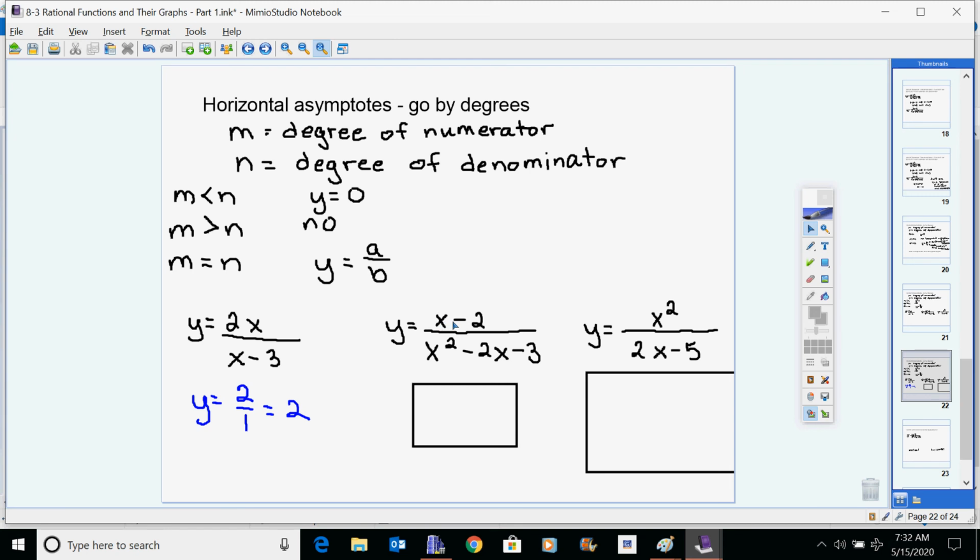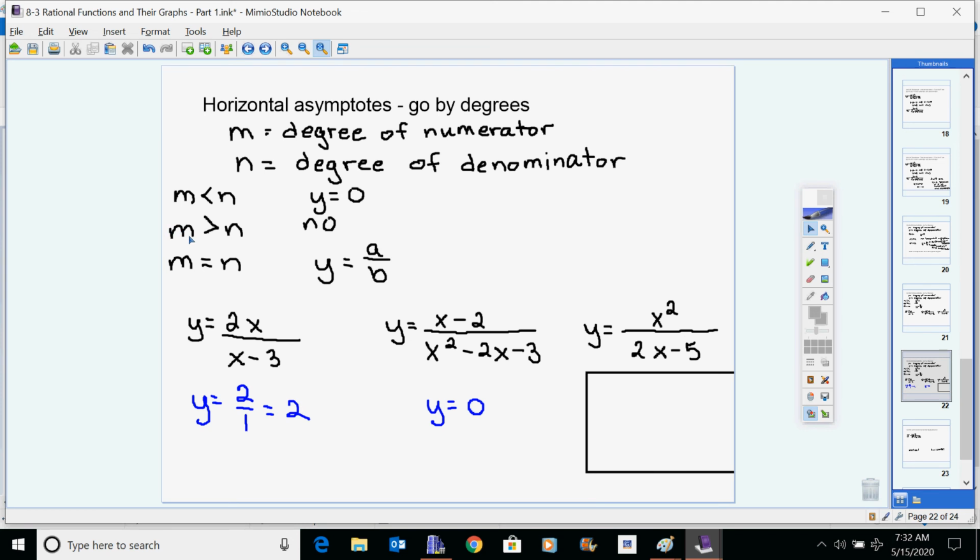Over here, if the degree of the numerator is smaller than the degree of the denominator, that's this scenario right here, then y equals 0 for your asymptote with no additional work. In other words, the asymptote is right on the x-axis, where y equals 0.